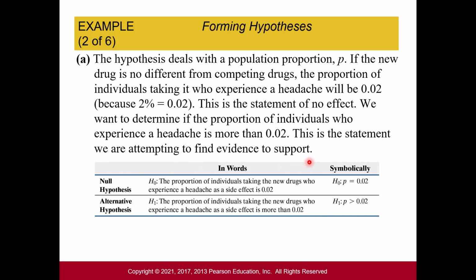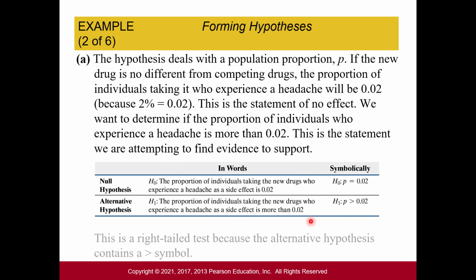This is the statement we're attempting to find evidence to support. That's our alternative hypothesis. So our null hypothesis is H0: P equals 0.02. The proportion of individuals taking the new drug who experience headaches is exactly 0.02, 2%. Our alternative hypothesis, proposed by the researcher, is H1: P is greater than 0.02, or in words, the proportion of individuals taking the new drug who experience headaches is more than 2%. This is a right-tailed test because the alternative hypothesis proposes that it's more than the parameter from our null hypothesis. Another way to see that is that our inequality symbol is pointing to the right.